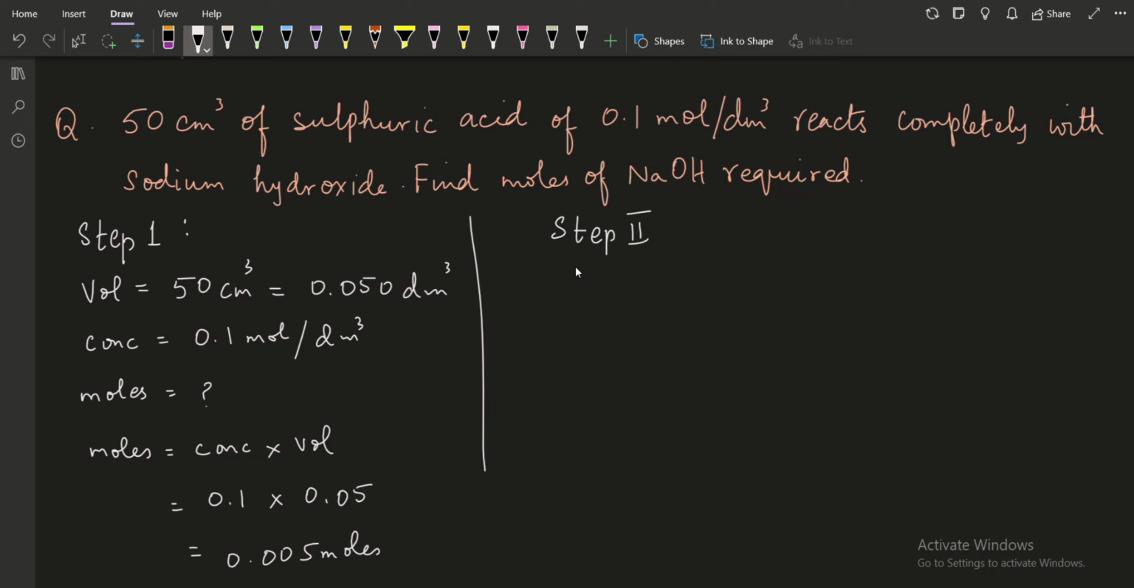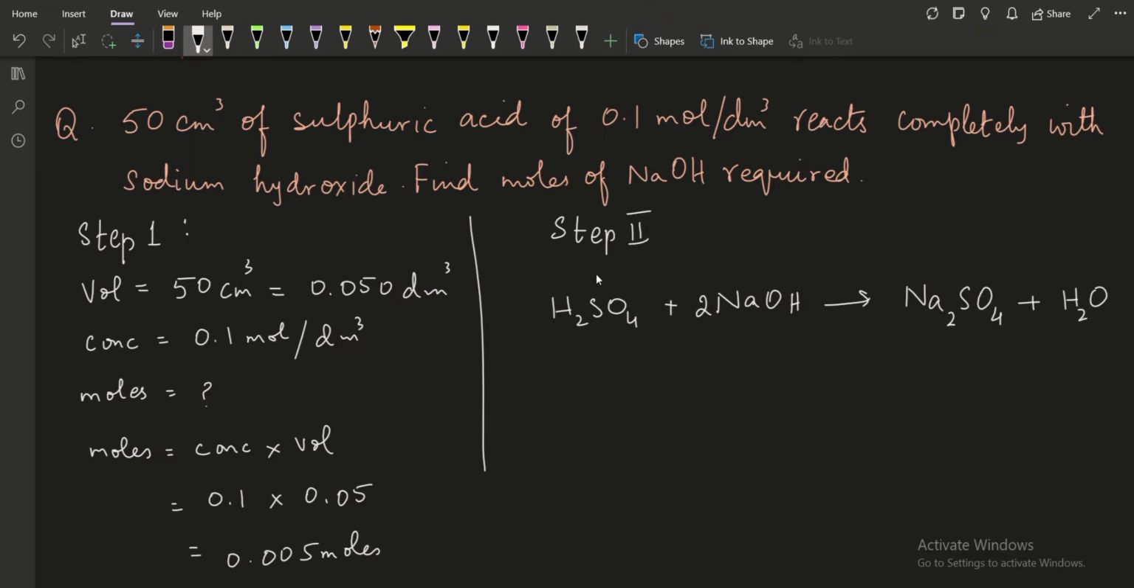Next we have to write step 2. In step 2 we have to write the balanced chemical equation, and we have to check the mole ratios as well. So the equation will be between sulfuric acid, H2SO4, reacting with sodium hydroxide. It's an acid-base reaction, a neutralization reaction. The product will be salt. The salt in this case will be sodium sulfate. The formula for sodium sulfate is Na2SO4. Be careful while writing the formula of the salt, it should be the correct one. And along with salt, water is also formed. Now after writing this equation, we need to balance it. If I write 2 over here, the equation gets balanced.